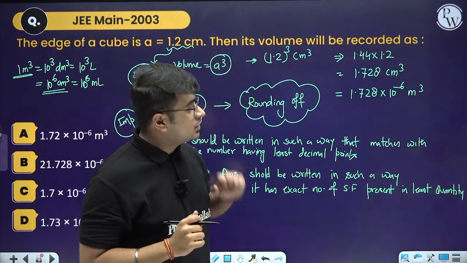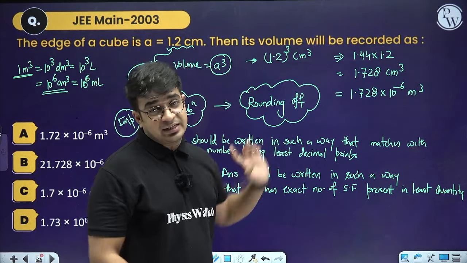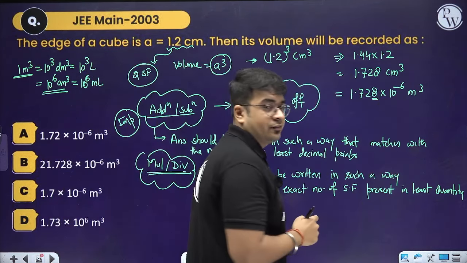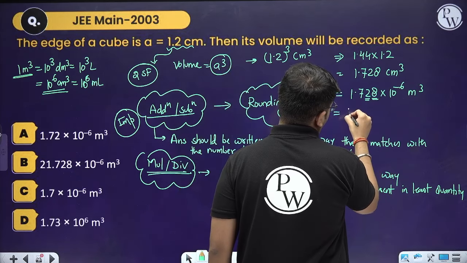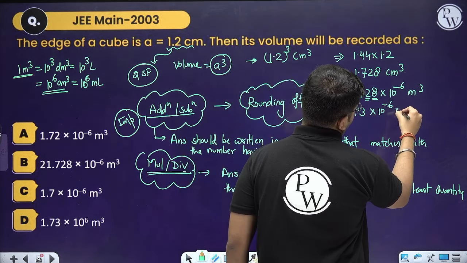But in the final answer, you can see we have 1, 2, 3, 4, 4 significant digits. It means the answer is not correct. So I have to round off this particular part. This is more than 5. So I can add 1 in the preceding number. So that will be 1.73 multiplied by 10 raised to the power minus 6 meter cube.